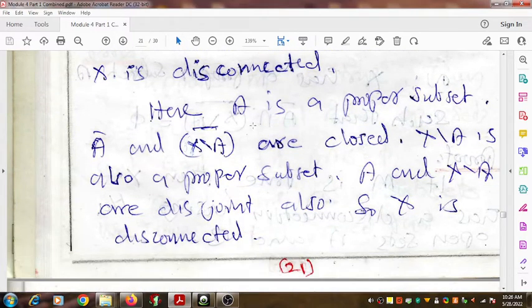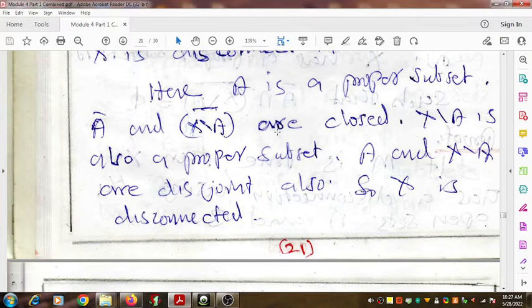Here we know that A is a proper subset of X, and the closure of A and the closure of X minus A are closed. These are the facts that we know about A. Closure A and closure of X minus A are closed sets, and since A is a proper subset, X minus A is also a proper subset. Thus A and X minus A are disjoint closed sets.